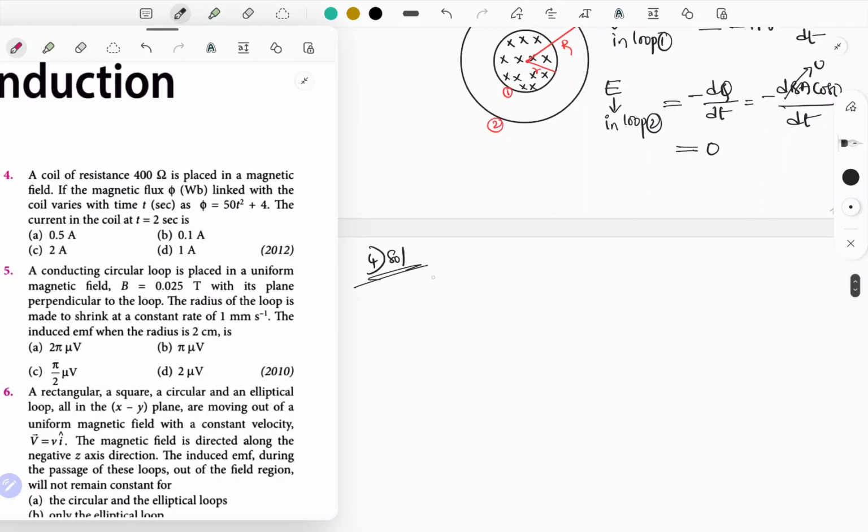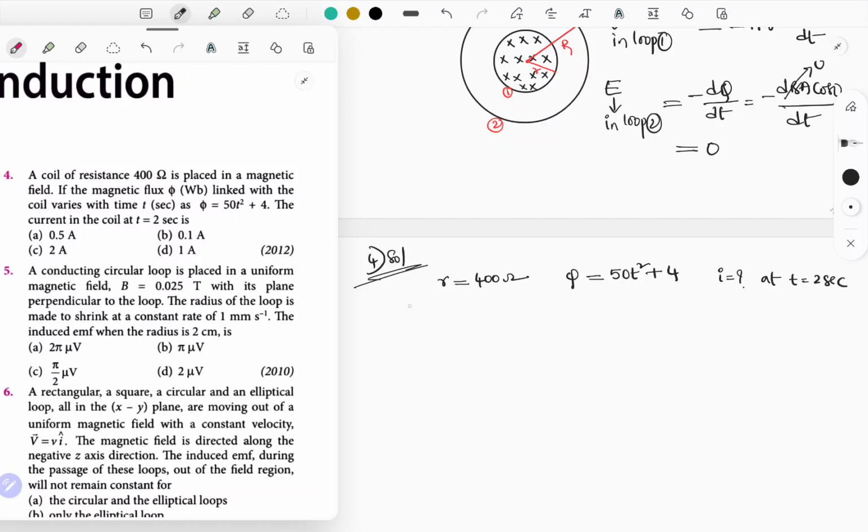A coil of resistance 400 ohm is given. R is equal to 400 ohm, placed in a magnetic field. If the magnetic flux linked with the coil varies with respect to time, that is phi is equal to 50 t square plus 4, they are asking the current in the coil at t is equal to 2 seconds.